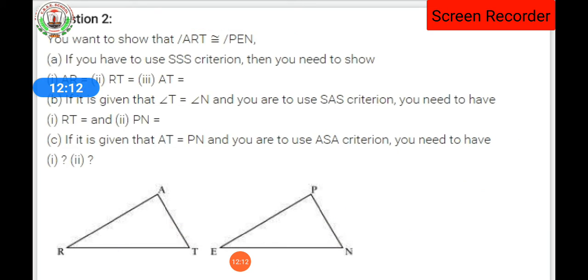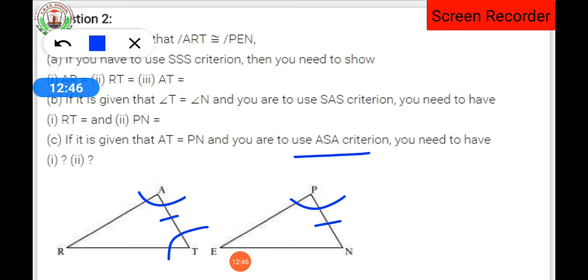Okay, now moving toward the C part of the question. It says that if it is given that AT is equal to PN, then you need the third criteria, angle side angle congruence criteria. That means you have to show that this triangle is congruent by angle side angle criteria, and it is given that this side will be equal to this side. Hence we can show that angle A is equal to angle P and angle T will be equal to angle N. Why does it happen so? Because two angles should be made on the common base.